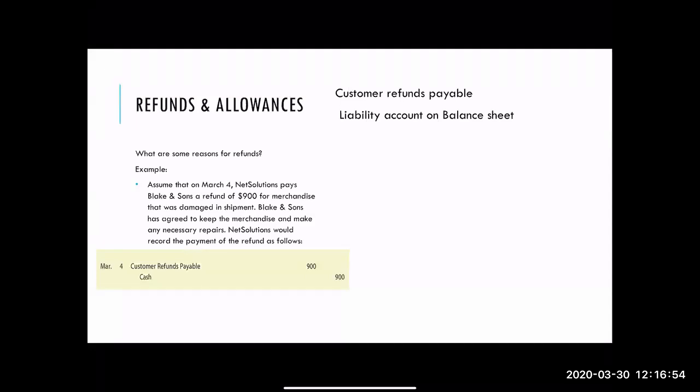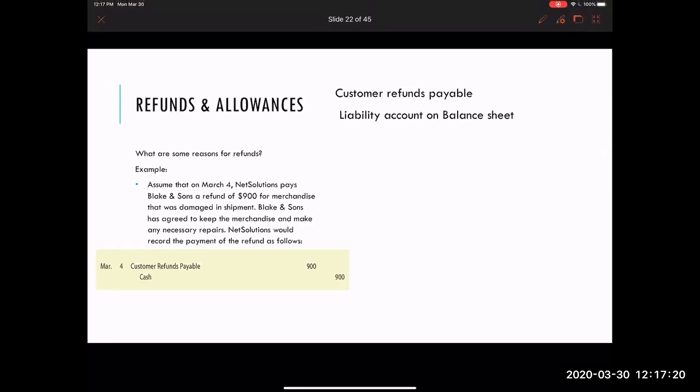So Net Solutions would record the payment as follows. We would do a debit to customer refunds payable and a credit to cash, right? So we are the business giving the refund, so our cash account is decreasing because we're paying out cash. Now, one of the new accounts that we have never looked at before is this new account called the customer refund payable account. All right, so the customer refund payable account is a liability account.